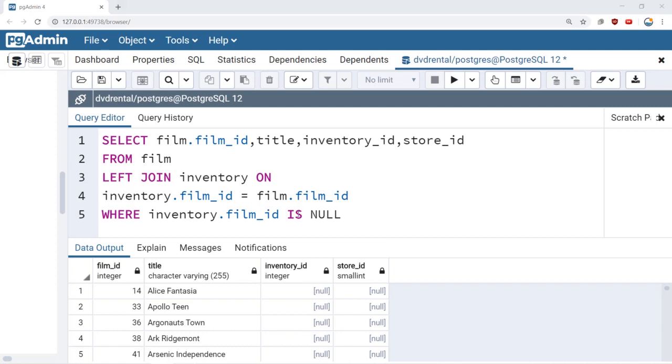And so here you can begin to see the use case for a left outer join, essentially showing us films that we have information about but that are not in our inventory because we're specifically checking where that inventory film ID is null. Okay, so that's it for this lecture on the left join.